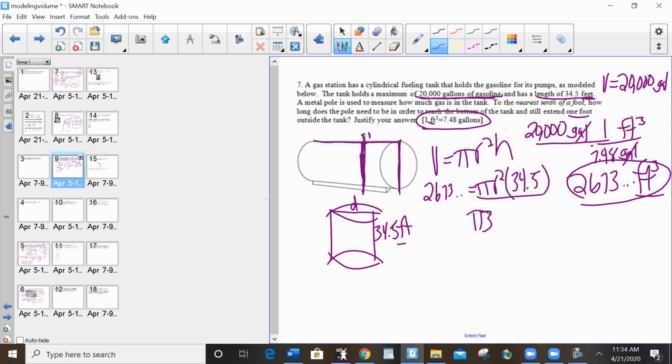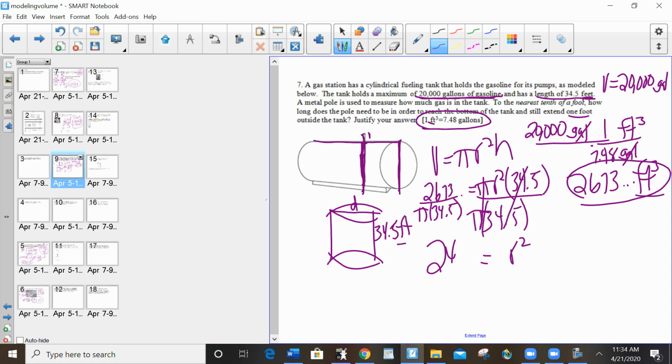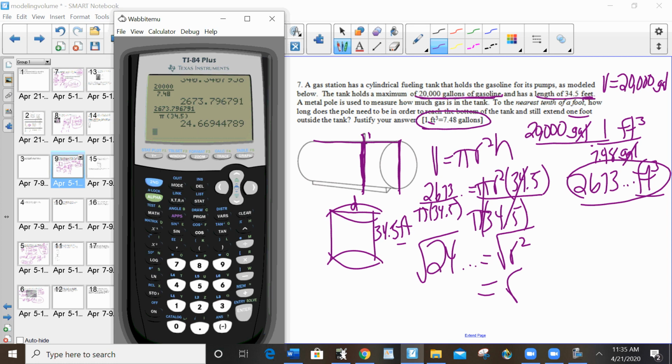I'm dividing by pi and 34.5 on both sides, since I have to solve for r. Pi's cancel, 34.5's cancel. I have 2673 dot dot dot divided by pi times 34.5, 24 dot dot dot. That's great, but I don't want the radius squared. I need the radius. I take the square root of both sides. Again, I'm not rounding until the very end.